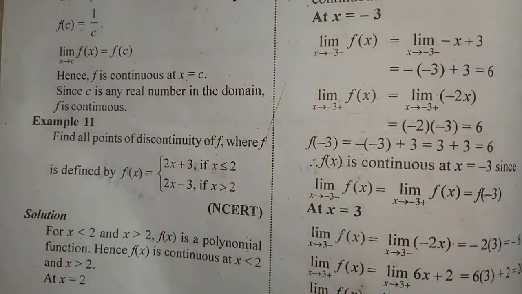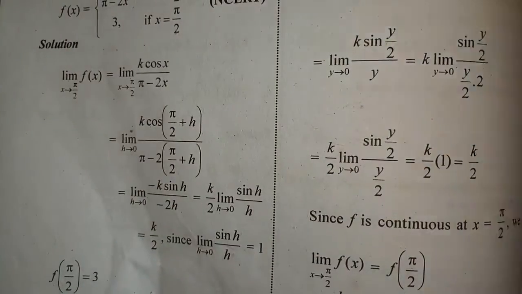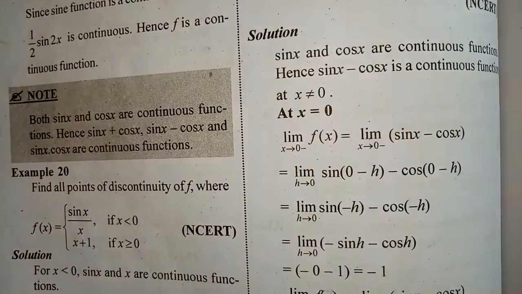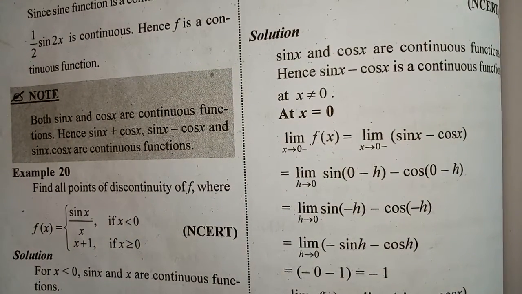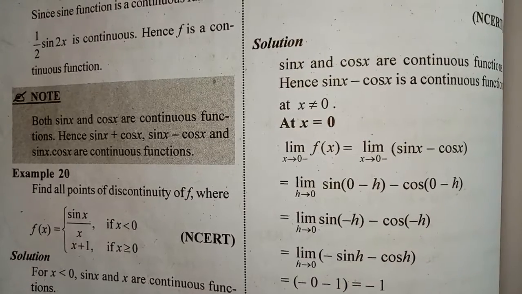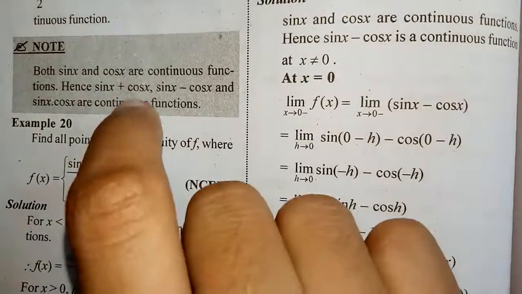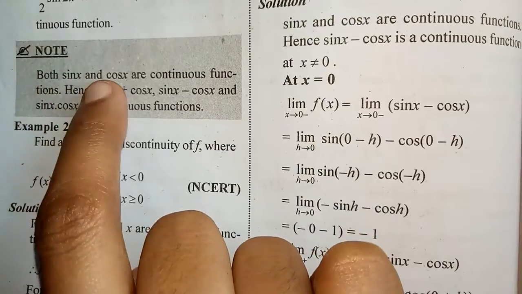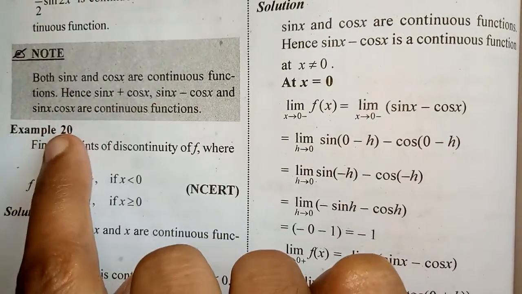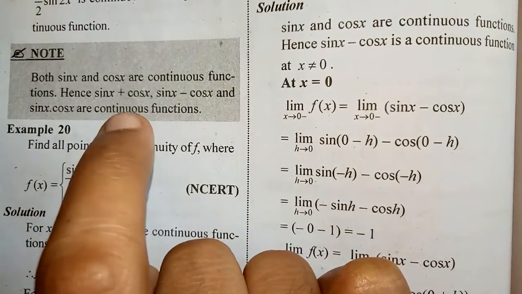Also, children, one important result I would like to discuss. These are all the theory part. I am just rushing through this because these are just the minor things about continuous functions. The main thing is solving problems. So from the next class onwards we'll solve problems, then you will understand better. So you can see that sin x and cos x are continuous functions, then sin x plus cos x, sin x minus cos x, sin x cos x are also continuous functions.